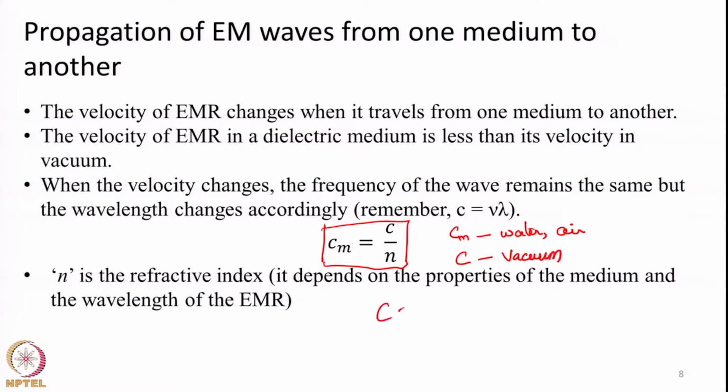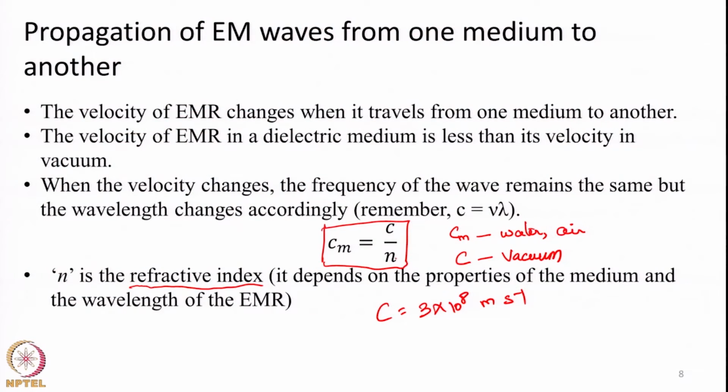We all know that C is roughly equal to 3 times 10 power 8 meters per second, and when it travels through another medium, it depends on the medium's refractive index. You can think of the refractive index as how much the medium will bend the light ray travelling through it. Based on the refractive index of the medium, the velocity will change correspondingly. If the refractive index of the medium is higher than the refractive index of vacuum, then the velocity in the medium will go down.